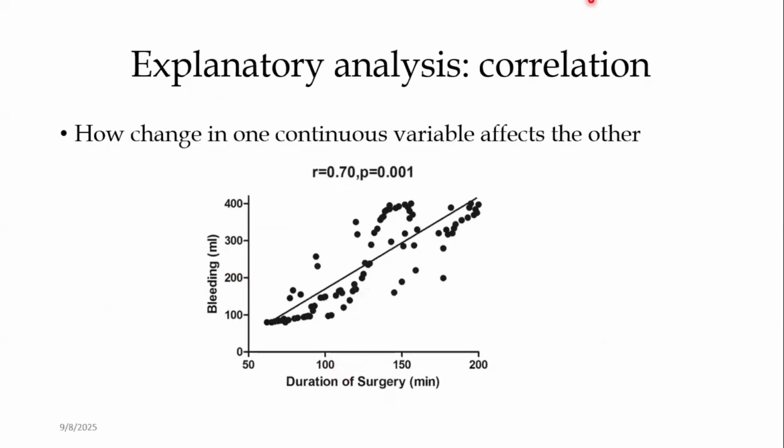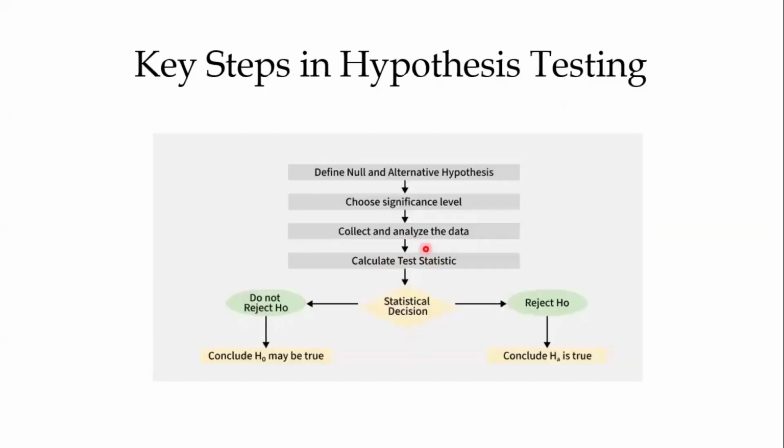The other one is correlation. Correlation usually is used for continuous variable. Essentially, it talks about how change in one variable influences the other. For example, here they are looking at, does duration of surgery influence operative blood loss? So the trend here generally is that the longer the duration of surgery, the higher the degree of intraop blood loss, for example. This is what is referred to as correlation. Those are the tests that you can use to compute the observed values.